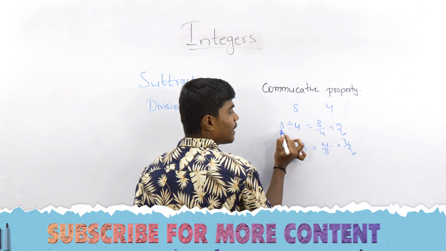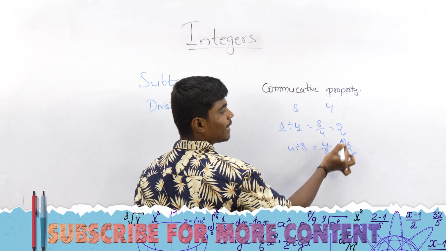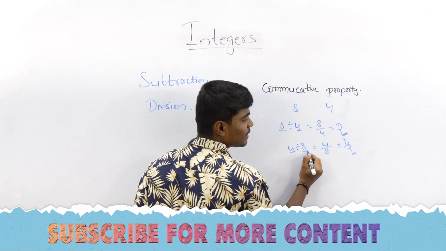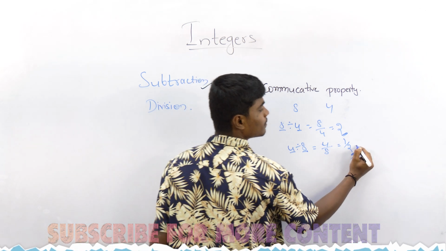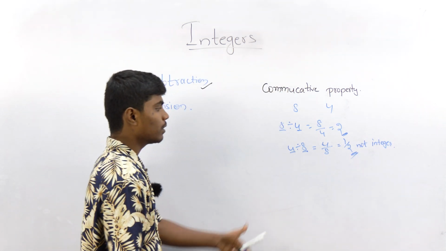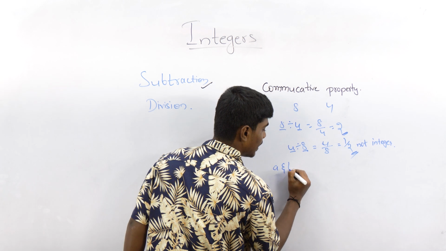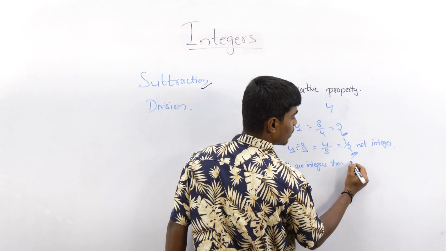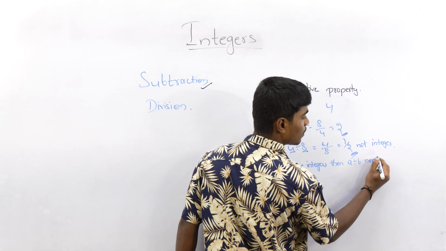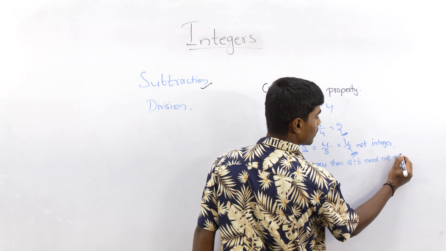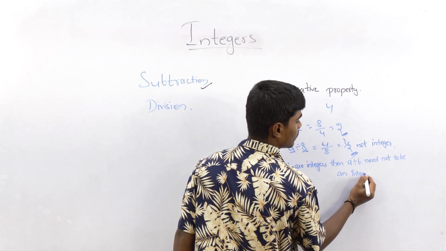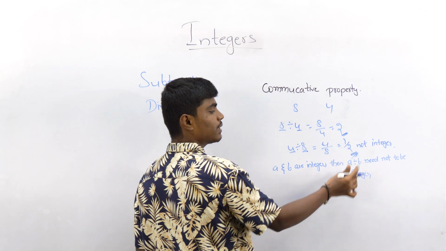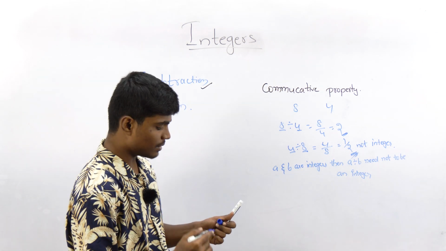If you observe, 8 is an integer, 4 is an integer, and the result 2 is also an integer. And here 4 is an integer, 8 is an integer, and 1 by 2 is not an integer. So if a and b are integers, then a divided by b need not be an integer. The answer may be an integer or may not. So this is not closed under division.